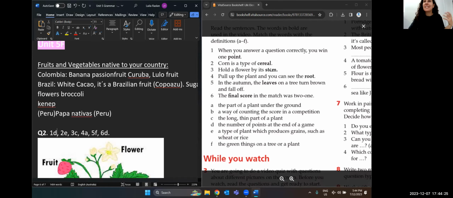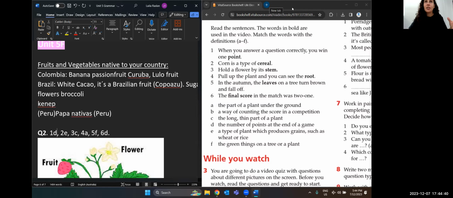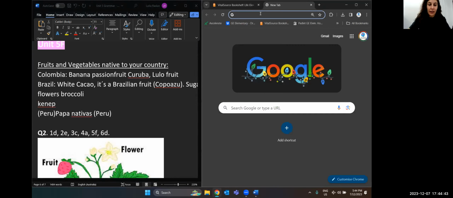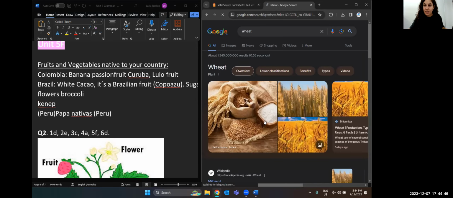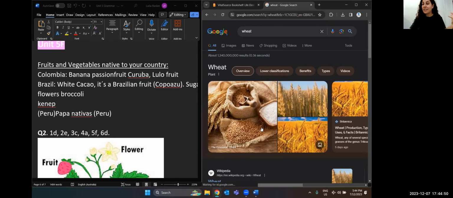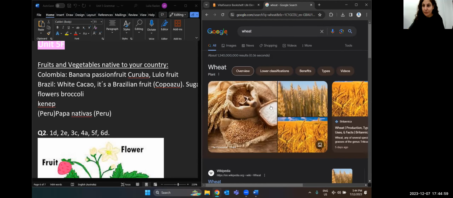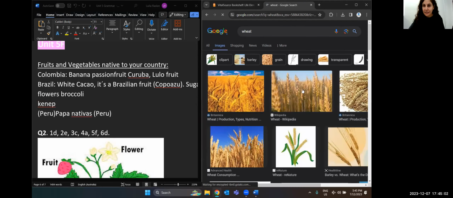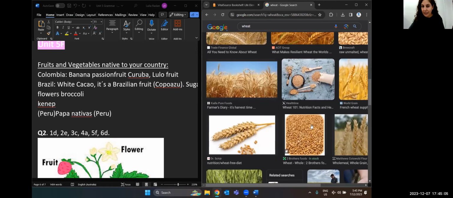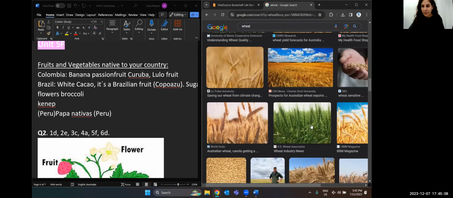Corn is a type of cereal. What does the word cereal mean? Cereal is a type of plant which produces grains such as wheat and rice. So cereal is what you eat for breakfast in Australia. So wheat, you would know because you see it. This is wheat. You make flour with it for cake, for pasta. That's wheat. So that's what it looks like on the field. And then they ground it up and make it into flour, that you can make cakes out of. And so that's wheat.